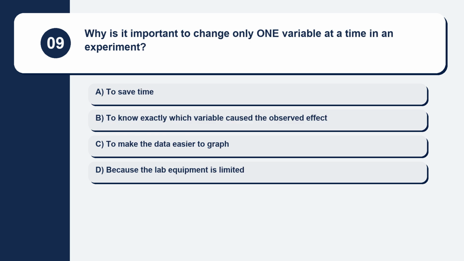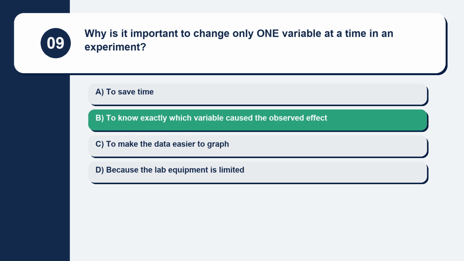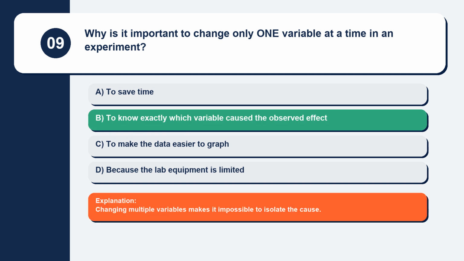Question 9. Why is it important to change only one variable at a time in an experiment? To save time. To know exactly which variable caused the observed effect. To make the data easier to graph. Because the lab equipment is limited. Changing multiple variables makes it impossible to isolate the cause.